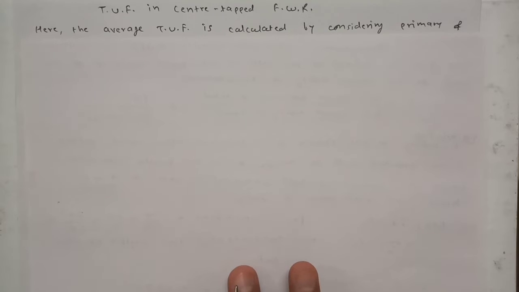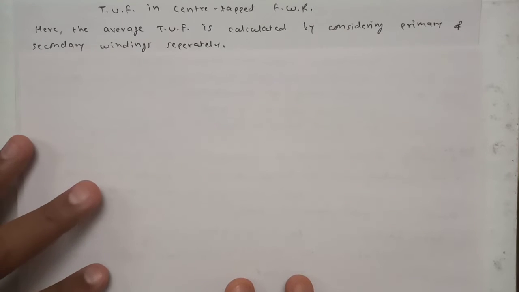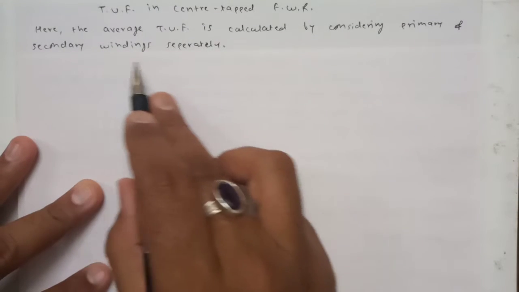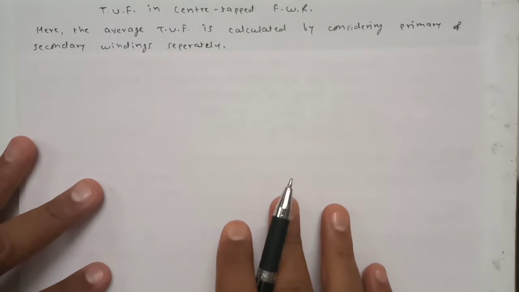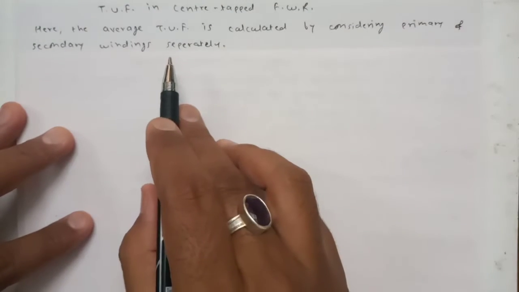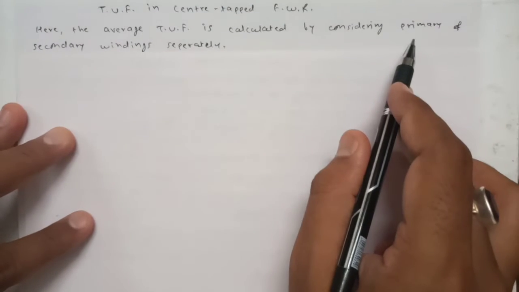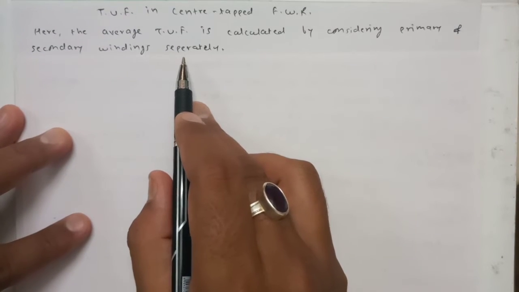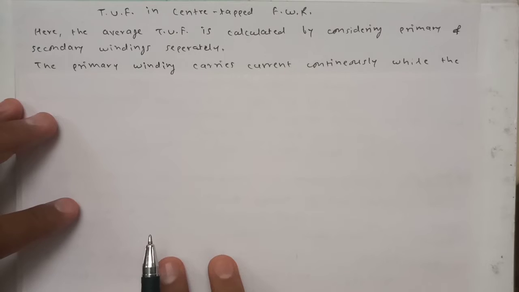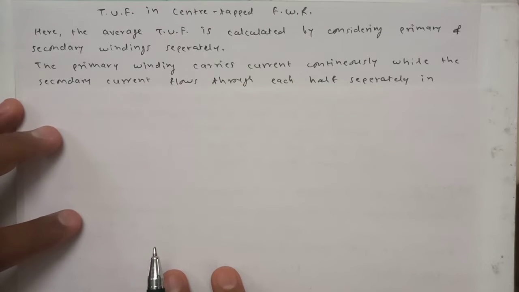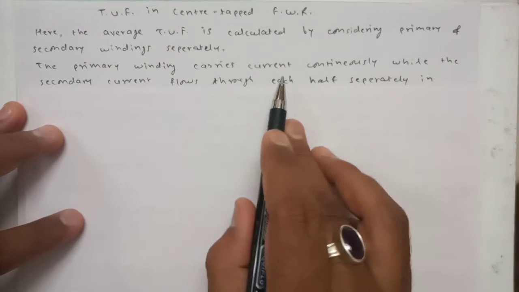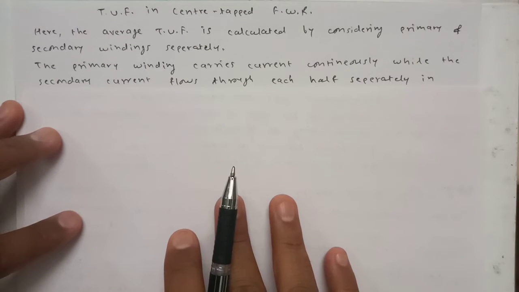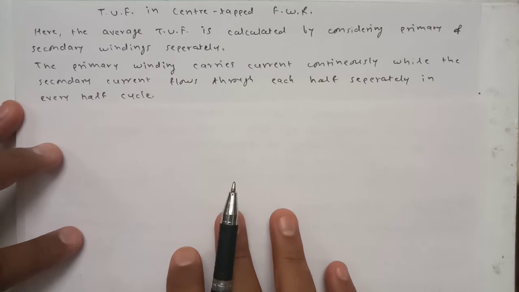Now here we can go through the line. Here the average TUF is calculated by considering the primary and secondary winding separately. It means that we will calculate the TUF of primary, and then we'll calculate the TUF of secondary, and then we will calculate the average of it. Another thing is that the primary winding carries the current continuously, while the secondary current flows through each half separately in every half cycle.